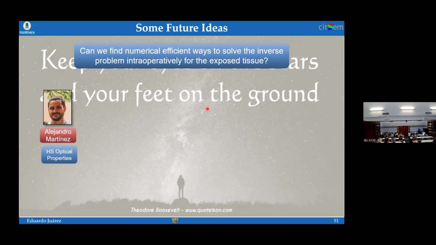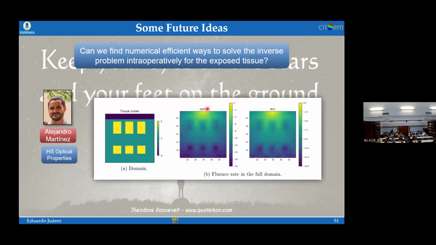Second, with Alejandro, we are working with simulations, with numerical problems. But in this sense, can we apply these simulations to the operating room? Can we find numerically efficient ways to solve the inverse problem in the operating room for the exposed tissue? We have the hyperspectral camera, we capture the diffuse reflectance. Can we solve the inverse problem? What is the optimal fingerprint of the brain tissue that we have in front of us? So we are working on algorithms that can be computed easily in order to reduce the processing time.